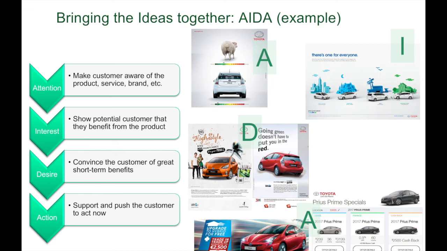So the example would be the green Toyota, hybrid Toyotas. So the attention is the example of the sheep to say, well, there are actually cars that are not polluting that much. Then on the right-hand side would be the interest. So here they are basically listing out 4 different types of Toyota hybrids, and the idea would also be indicated by the different pictures in the back.